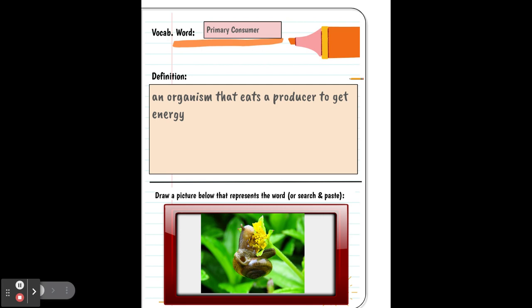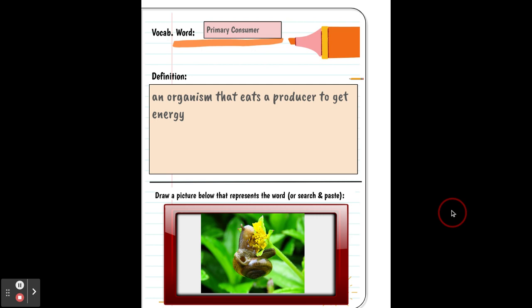There are different levels of consumers. Our next term is primary consumer. The primary consumer is the consumer who eats the producer, an organism that eats a producer to get energy. So it's like the first level consumer. In this picture, you see it's a snail. The snail is eating the plant, so it's primary.